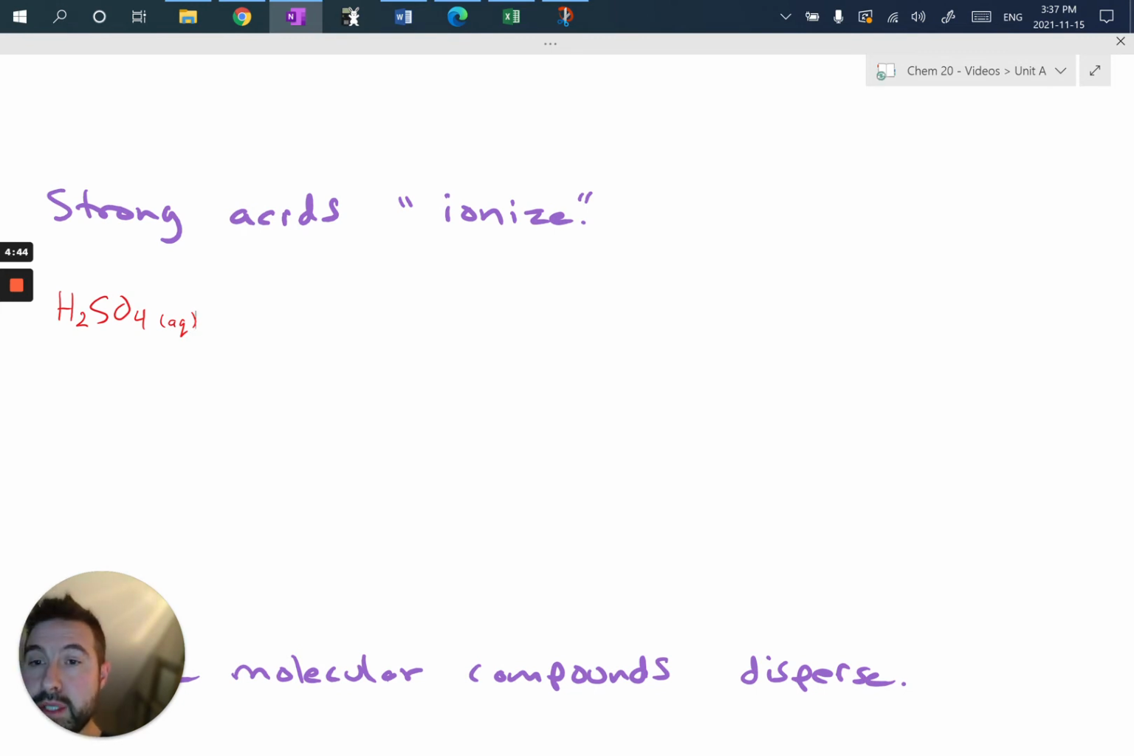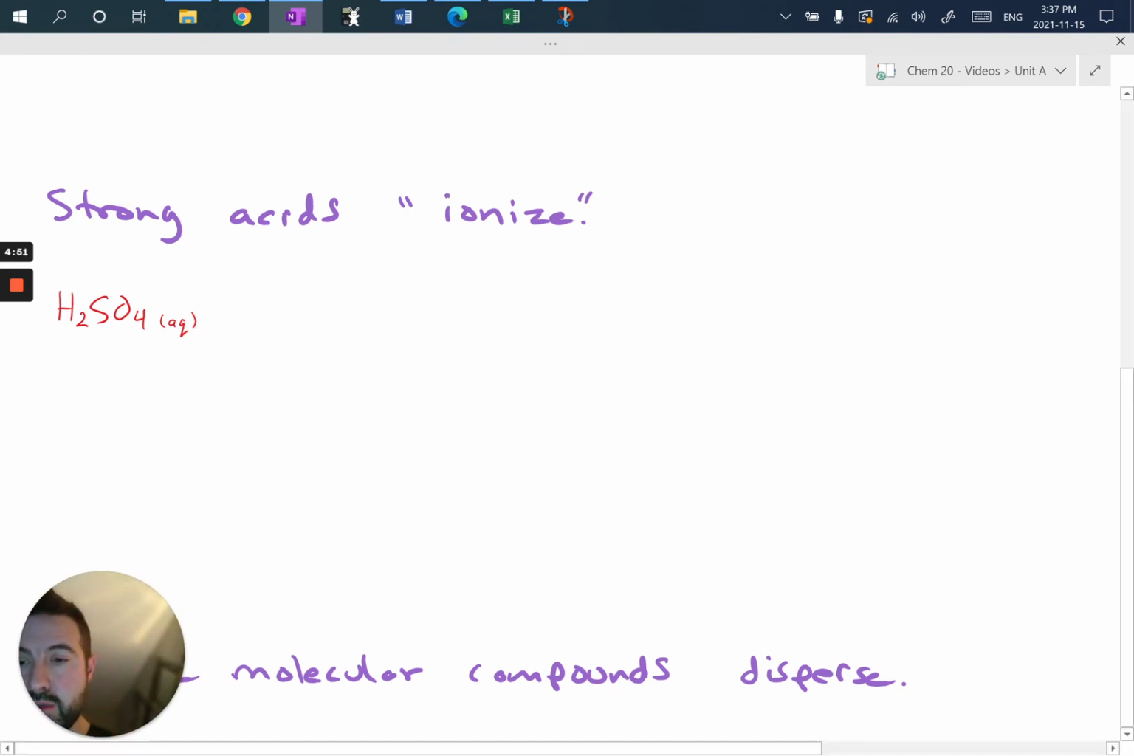What happens when I put this into water? Well, it's a strong acid, so it's going to ionize. And I'm not going to write it again. I'm just going to go like this. I'm adding it to water. What am I going to get on the other side?